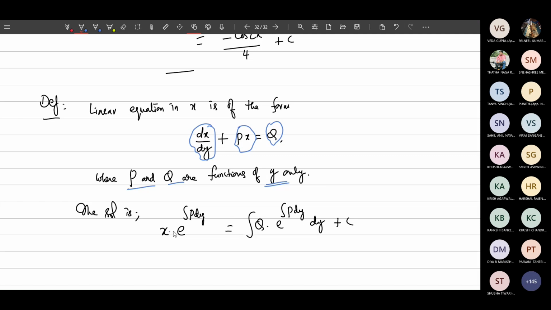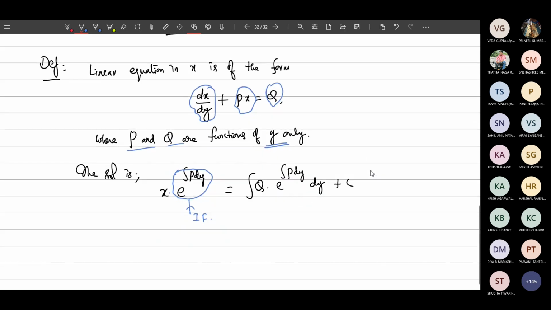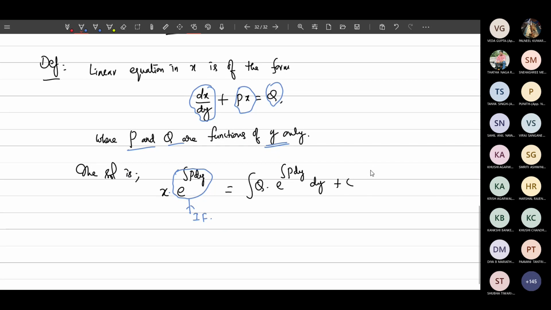So x into e to the power of integral p dy equal to integral q e to the power of integral p dy plus c. And this we call the integrating factor. And now how to observe whether the given equation is linear in y or linear in x? There are a few points and you can guess. Suppose, a small observation, this one.